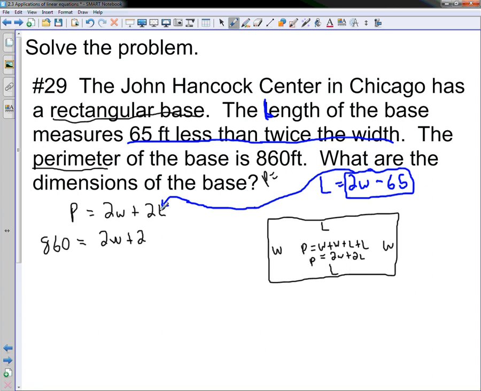the L with 2W minus 65. Okay, so we've eliminated the L. The L is 65 less than twice the width. The advantage to doing that is now we only have one variable. And when we have one variable, we can solve. So let's distribute. So we have 860 equals 2W plus 4W minus 130.